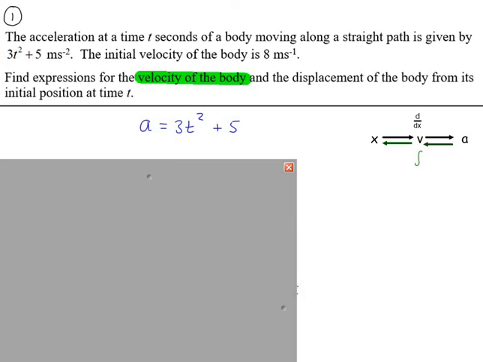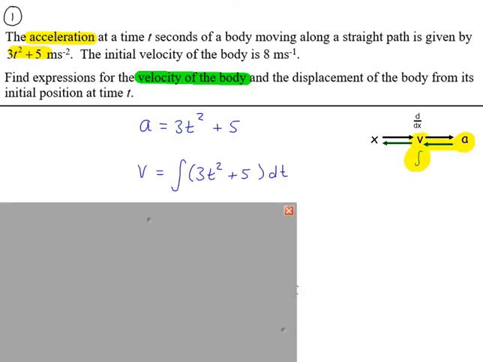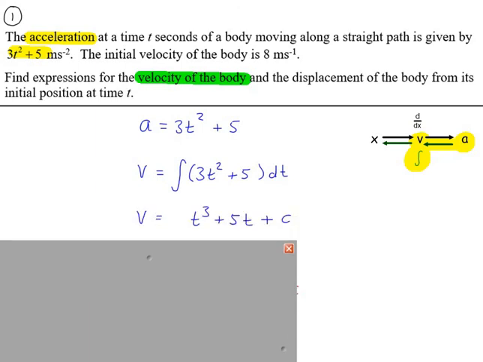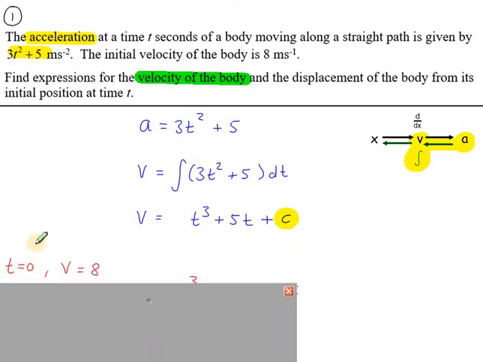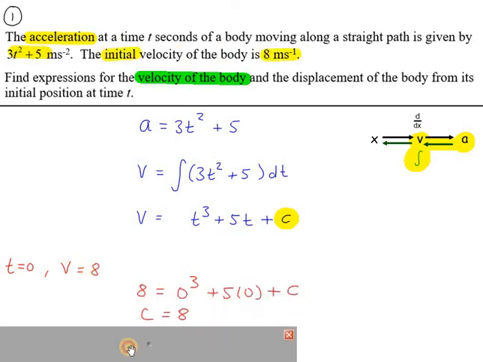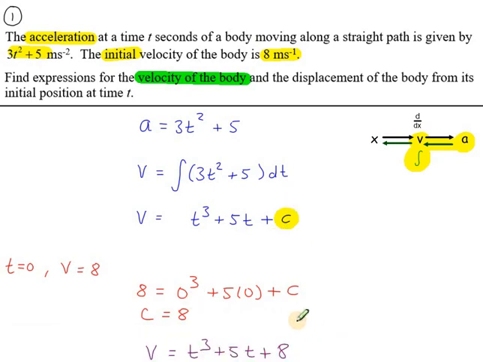So acceleration is given, so we're starting here. We're working out velocity, so we need to integrate. Integrating, we have a constant of integration. Initially, when t equals 0, the velocity was 8 meters per second. We substitute those values in, we work out the value of c, substitute it back in, and we have an expression for the velocity of the body.